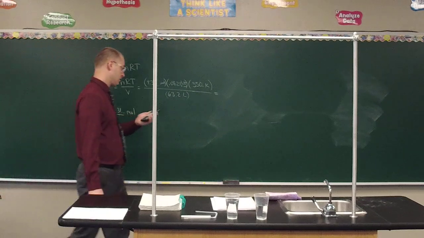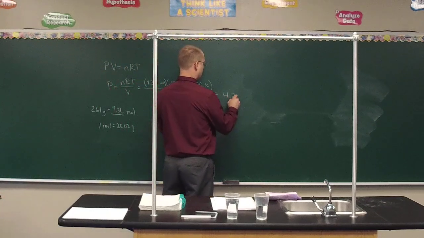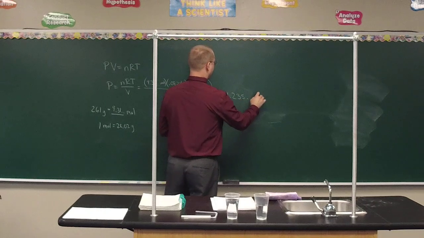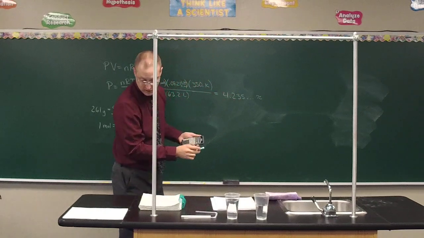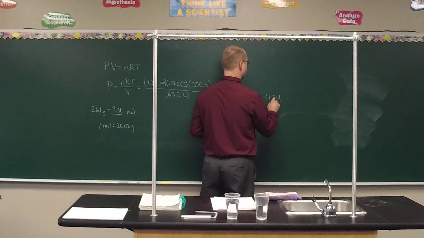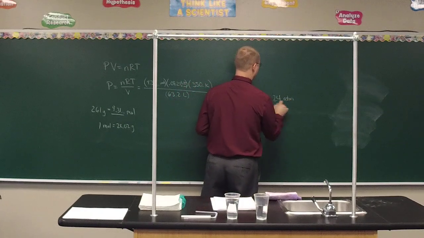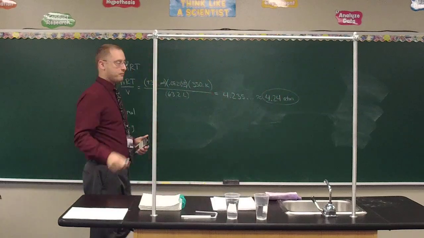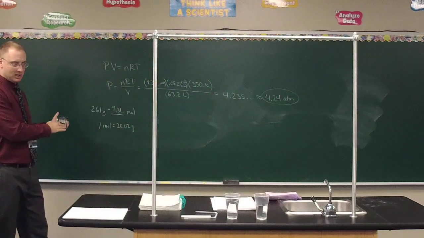What'd you get? I got 4.248. Good. 4.235, and so on, rounded off. It looks like, again, 3 figs, so 4.24, and it is pressure measured in atmospheres. And there we go. Is that what you had also? Excellent. Questions at all on the ideal gas law?